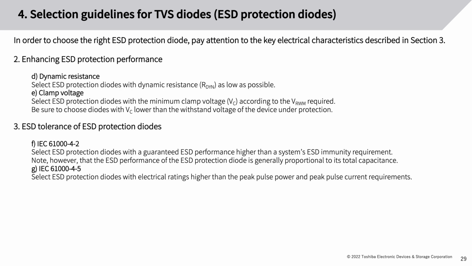3. ESD tolerance of ESD protection diodes. F. IEC 61000-4-2. Select ESD protection diodes with the guaranteed ESD performance higher than a system's ESD immunity requirement. Note, however, that the ESD performance of the ESD protection diode is generally proportional to its total capacitance. G. IEC 61000-4-5. Select ESD protection diodes with electrical ratings higher than the peak pulse power and peak pulse current requirements.